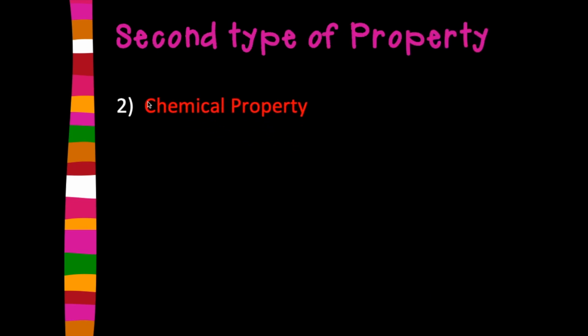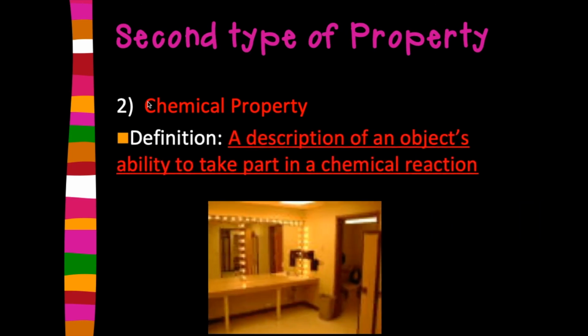All right, the second type of property is a chemical property. And this is a description of an object's ability to take part in a chemical reaction or a change. So this is a changing room. So a description of an object's ability to take part in a chemical reaction. So is it going to react? Is it going to do something and change something about itself? And we're going to talk about chemical reactions in a little bit, but a chemical property, that's what it does. So this one's a little bit more specific.